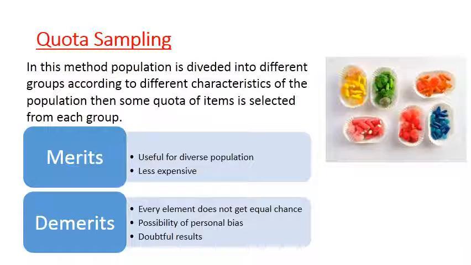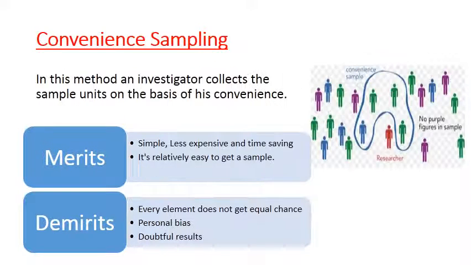Demerits. What are the demerits of this quota sampling? Every element does not get an equal chance. Every element does not have an equal chance for selection, because a quota is selected. There is a possibility of personal bias when we talk about quota sampling, and there may be doubtful results as well.